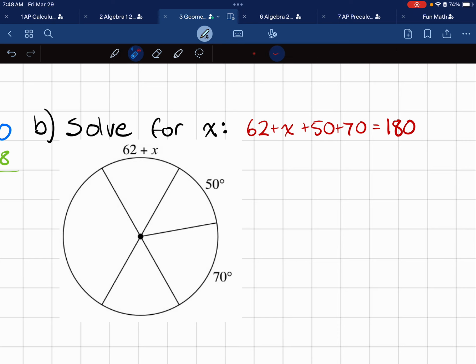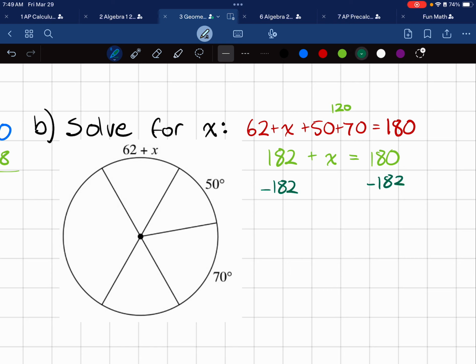So from here, I'm just going to add all these terms on the left side to see what I get. The first thing I see is these two add up to a nice 120. So I'm going to write 120 up above here so I can remember that. And then I'm going to do 120 plus 62. This is going to be 182, and then plus x is equal to 180. And then from here, I can subtract 182, subtract 182, and that's going to be x is equal to -2, which is okay. You are allowed to have negative values for x. It doesn't make sense to have negative values for angles, though.